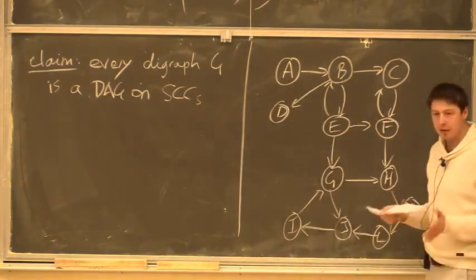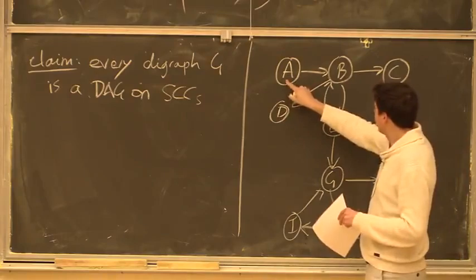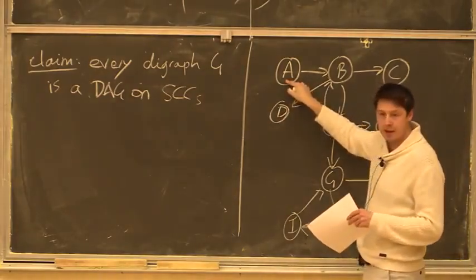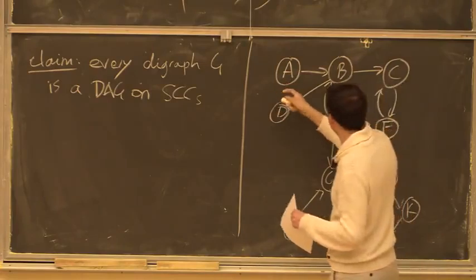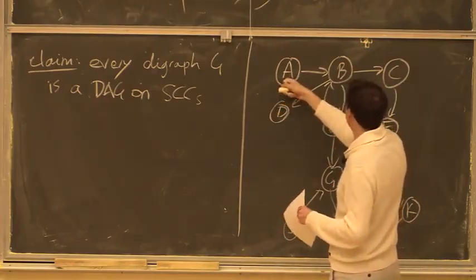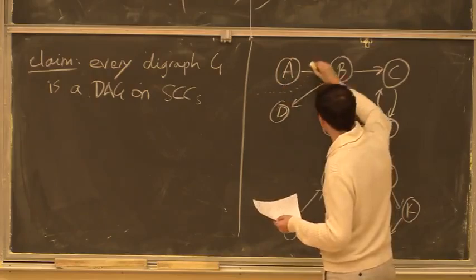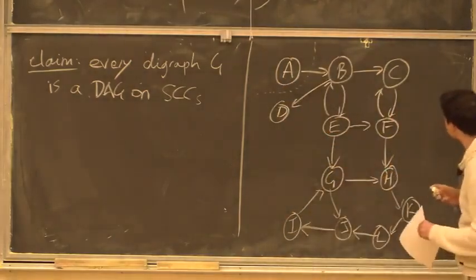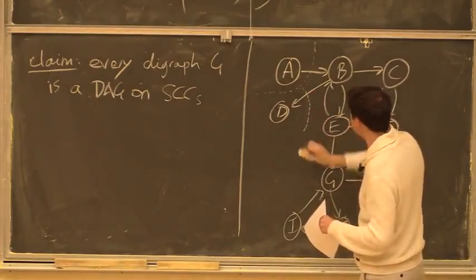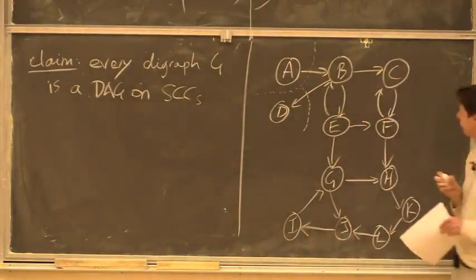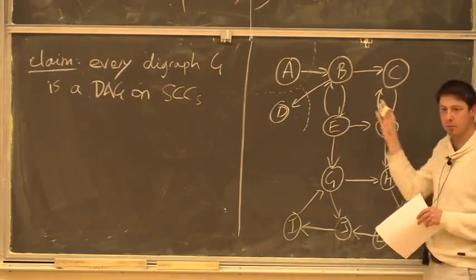Let's see if we can at least first find the strongly connected components. So what is the strongly connected component that A is in? A is by itself, right? You can certainly go from A to A, but A can only go to B, and there's no way to get back to A. So A is by itself. Okay, so that's one strongly connected component. D is also by itself, right? You can get to it, but that's it. You cannot get out. What about this region? Can anybody suggest a strongly connected component over here?